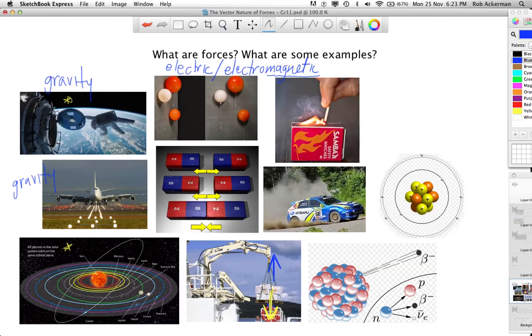But what is the force in these chains? We have a name for it. We call it tension. So tension is an example of a force that you'll encounter on a fairly regular basis. Tension in a string, tension in a chain.